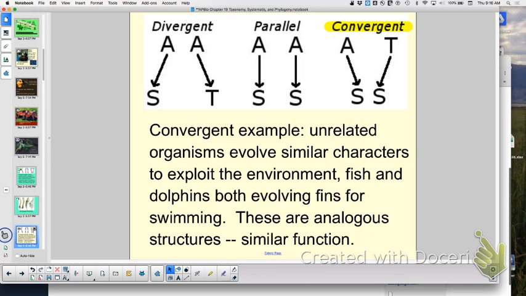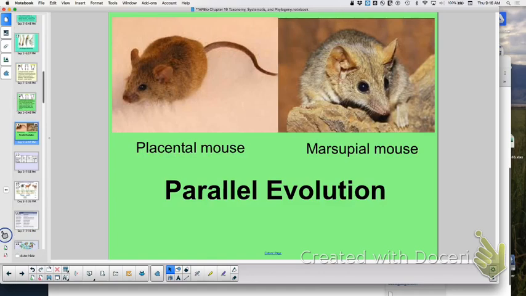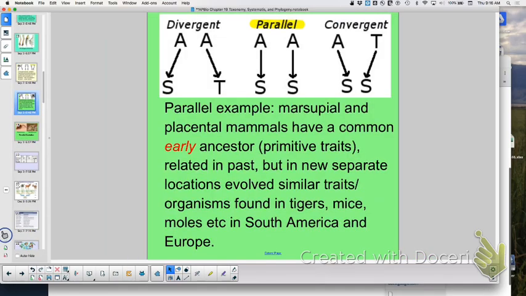Go ahead. So parallel? Parallel is two same species. Okay. Here we go. How is parallel, have this discussion, how is parallel like divergent? How is parallel like convergent? Okay, talk about that.